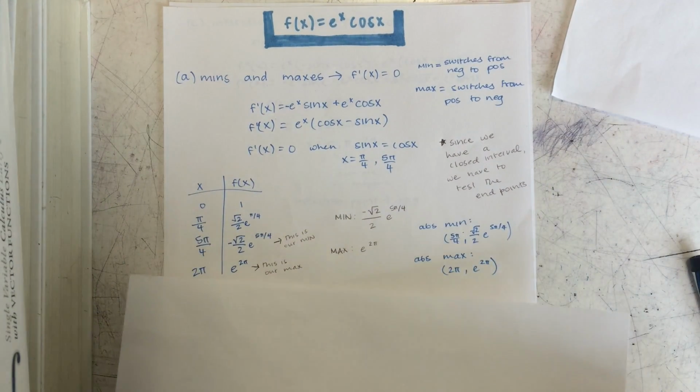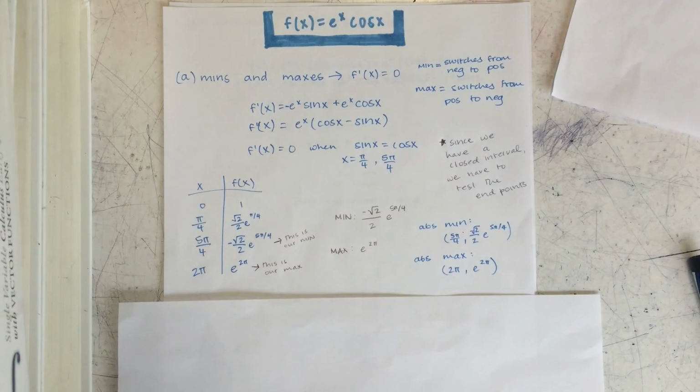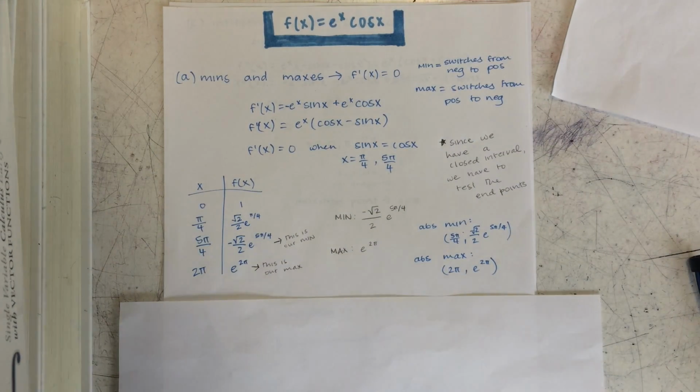Our mins and maxes are going to be where our first derivative is equal to 0 and when it switches from negative to positive or positive to negative. So our first derivative is negative e to the x sine x plus e to the x cosine x. If we factor out an e to the x, we'll get e to the x times cosine x minus sine x. So now we find our zeros.